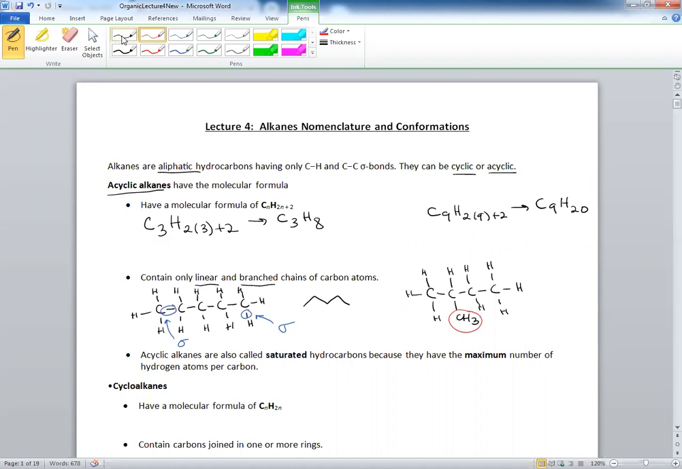And of course, if you were to draw the structure of this, it would look like you have 1, 2, 3, 4. And of course, this would be your structure, or of course, it could be like this. Either one is acceptable. So that would be your structure. So there's your alkanes.